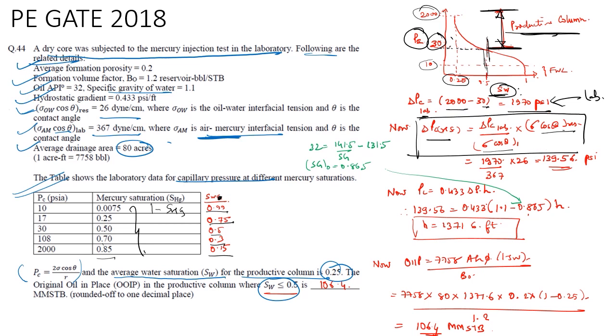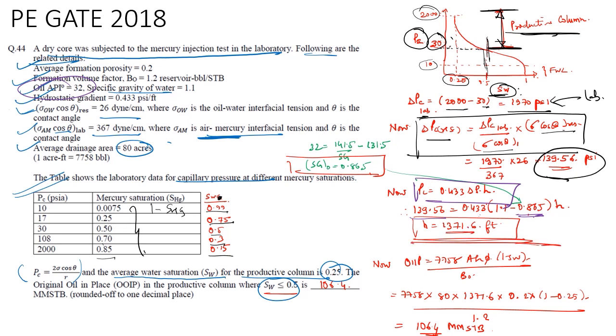Now I will be placing the values. So my delta PC, or the capillary pressure of the reservoir, will be 139.56. Now we know the formula of PC is equal to 0.433 into delta rho into H. PC, as we obtained, 139.56 is equal to 0.433 into (1.1 minus 0.865). In the question the oil was given in degree API, so I converted it into specific gravity, and my answer is 0.865. So 1.1 minus 0.865 into H.